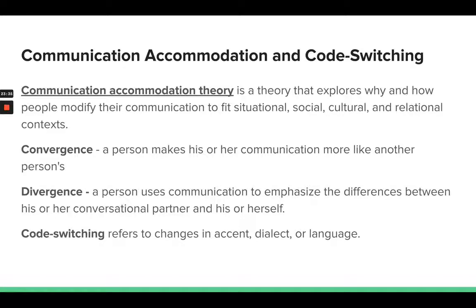Communication accommodation and code switching. Communication accommodation theory is a theory that explores why and how people modify their communication to fit situational, social, cultural, and relational context. Convergence: a person makes his or her communication more like another person's. Divergence: a person uses communication to emphasize the differences between his or her conversational partner and his or herself. And code switching refers to changes in accent, dialect, or language. And we do this a lot.